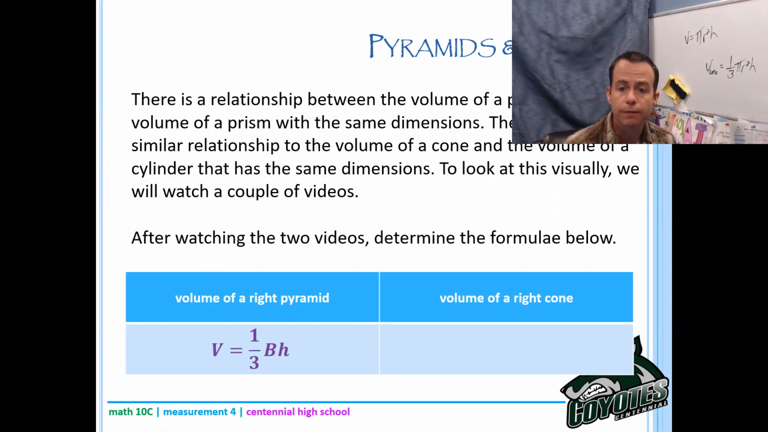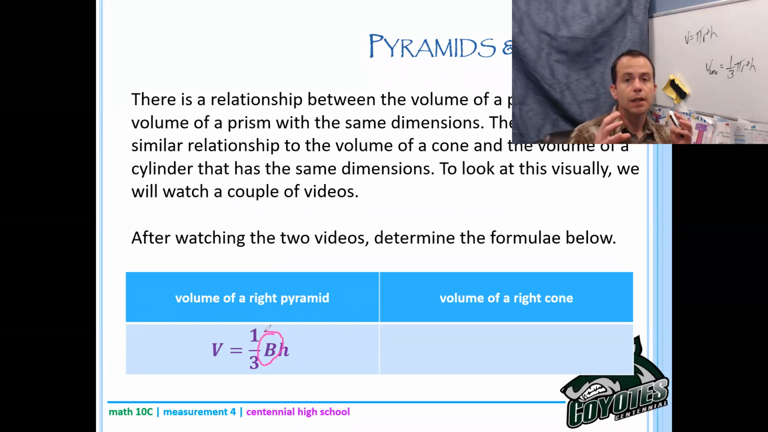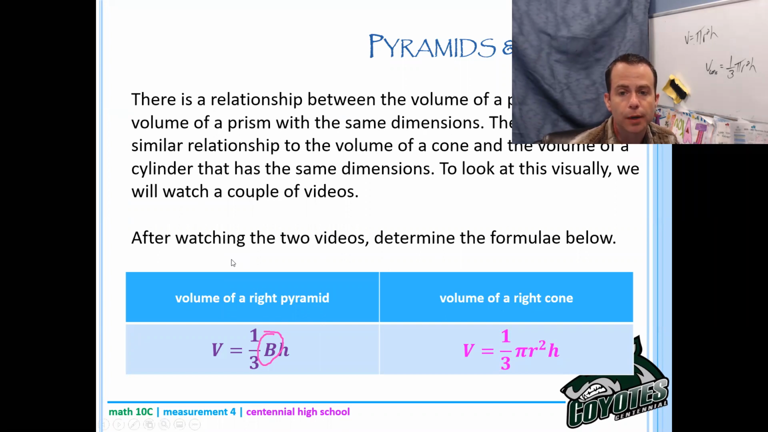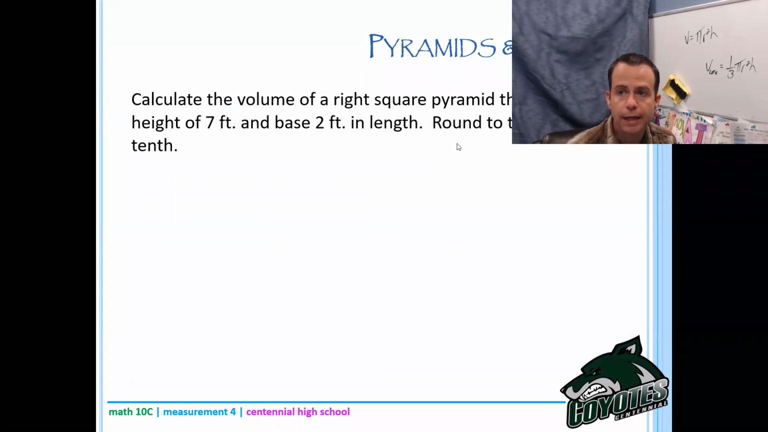Okay, so the volume of the right pyramid is 1/3 base area times the height. Again, I just want to take a little moment to caution you. This big B here doesn't mean a base, it means a base area. So whatever shape creates the base, you need to find the area of that shape. That's not a one-dimensional item there, that's a two-dimensional item there, okay? And then the volume of the right cone, I just established with you as well, would be 1/3 pi r squared times the height. Okay, all right, so let's try a few things together.